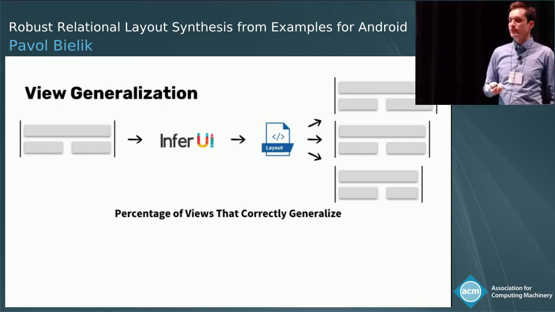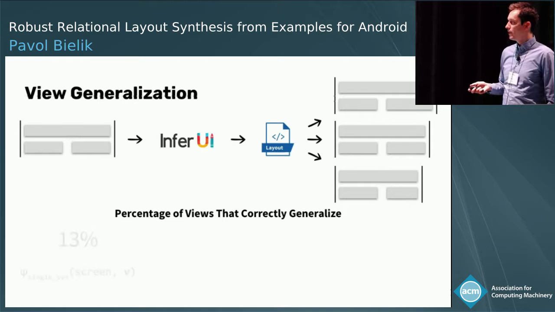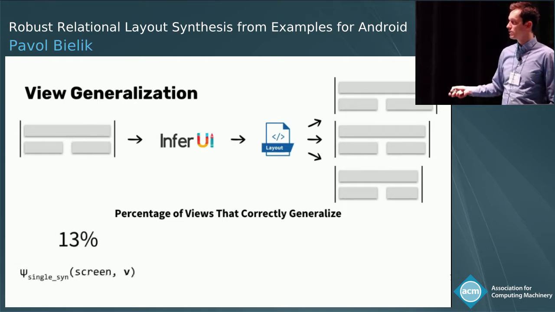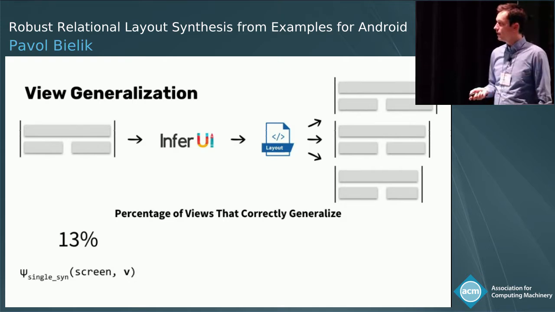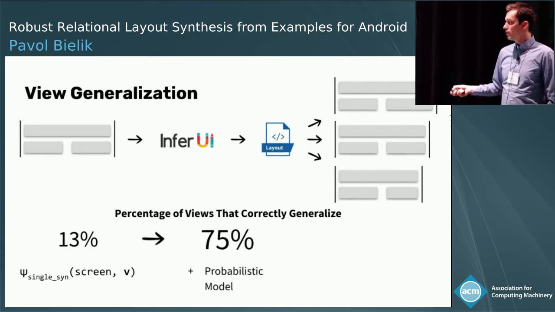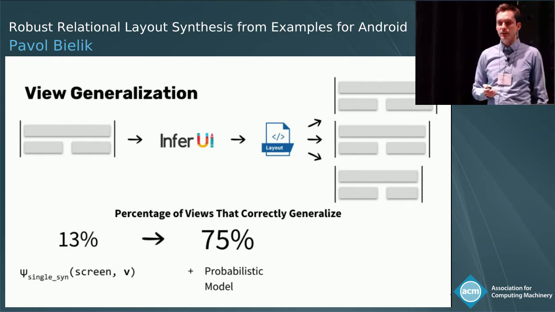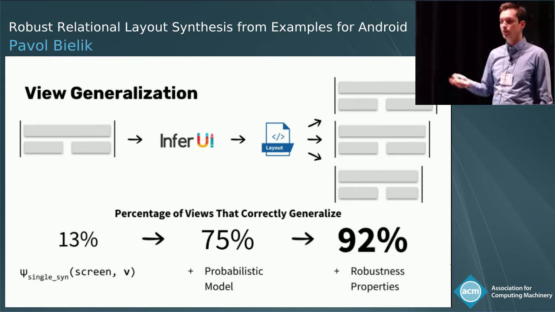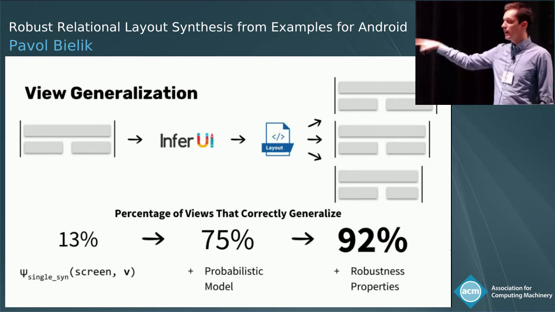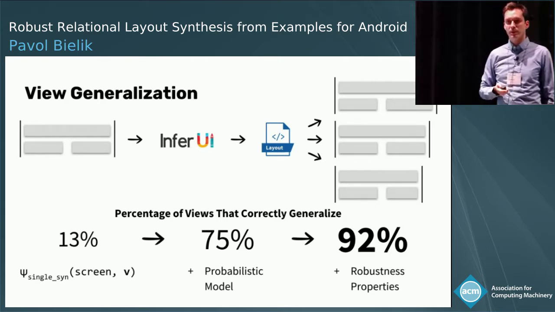What about the view generalization? I showed you at the beginning, if you have the naive implementation that just considers the input for a single device, it doesn't really generalize that well. If we add a probabilistic model, it already improves to 75%. If we add the robustness properties, this is actually 92%. So 92% of the views are at the positions that they are supposed to be on multiple devices.